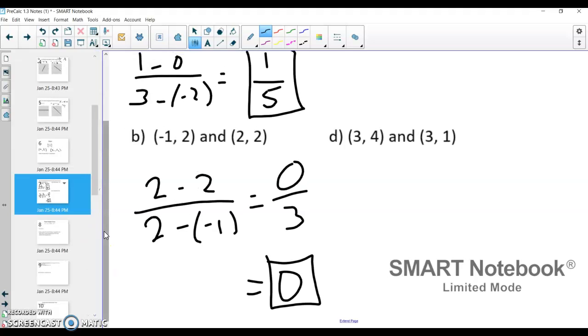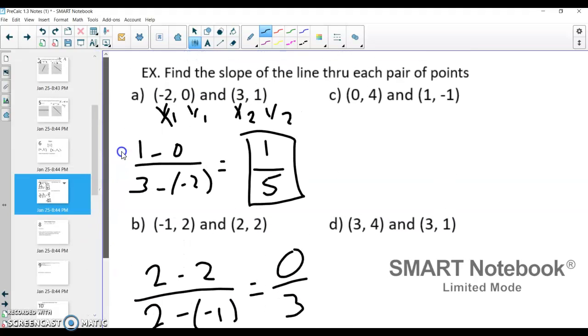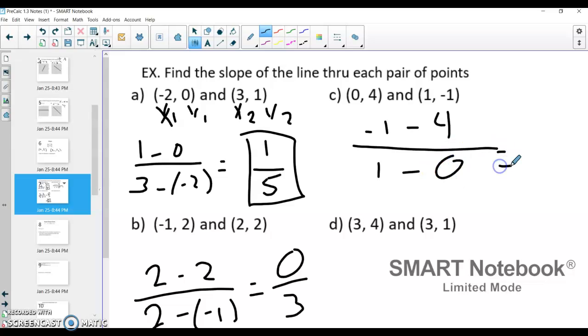All right. If we keep going, same kind of thing, we're just repeating it. x1, y1, x2, y2, it means negative 1 minus 4 over 1 minus 0. That's going to give me negative 1 minus 4 is negative 5. 1 minus 0 is 1. Gives me a slope of negative 5.